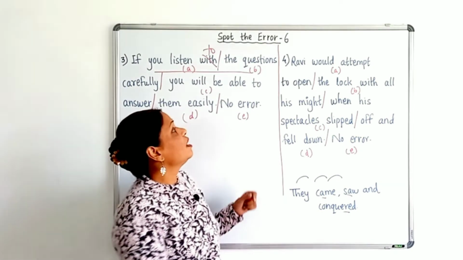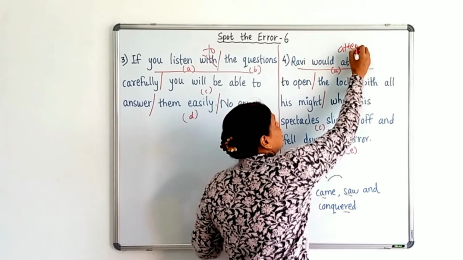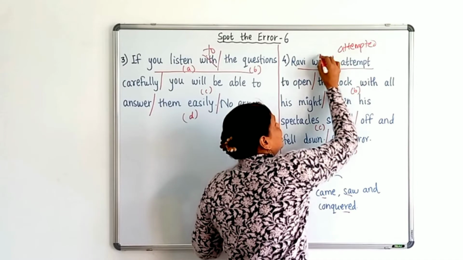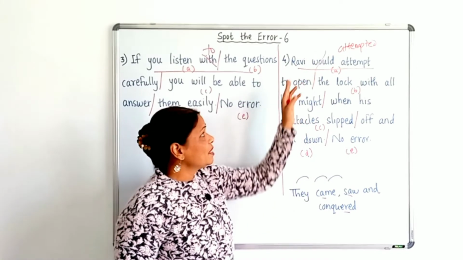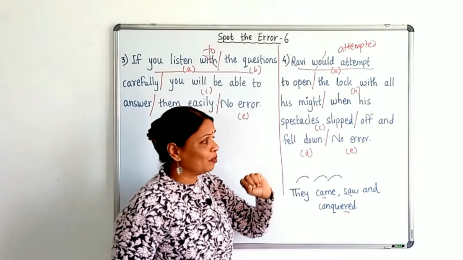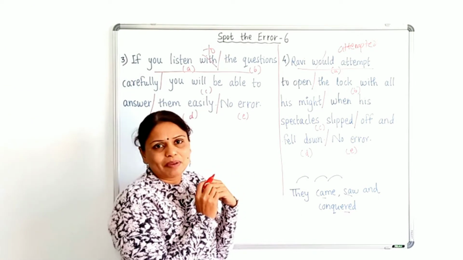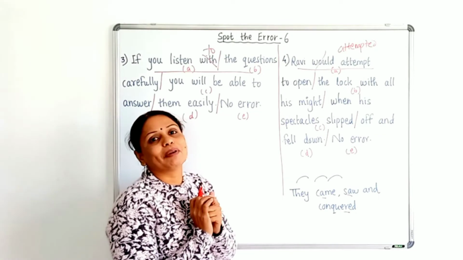In the same way, Ravi attempted. Simple past tense. We do not need would. Ravi attempted to open the door, then his spectacles slipped off and fell down. When the actions take place in a sequence in the past, we need to use the simple past tense.